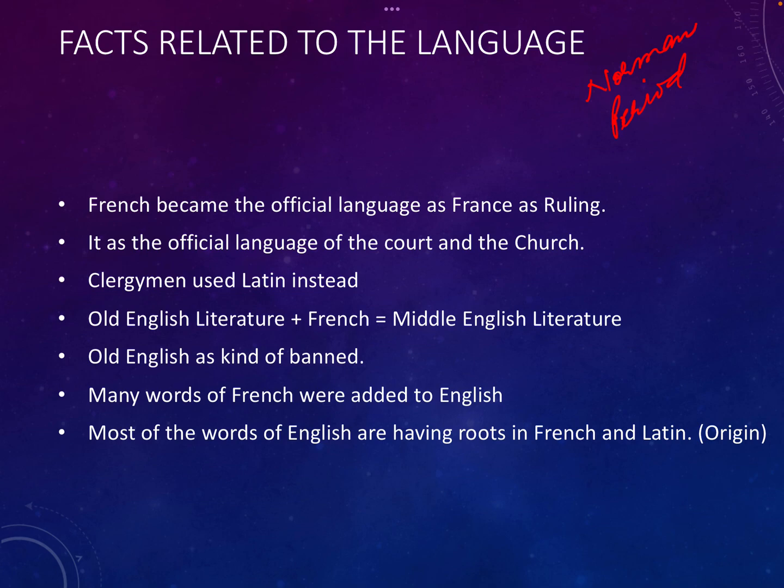French people were coming, they were communicating with each other. They also brought literature with them, right? Obviously, I told you they were getting civilized, and many good things were happening. So what happened? First, because there was rule, obviously the one who was ruling, there will be the official language. So French became the official language as France was ruling. It was the official language of the court and the church.